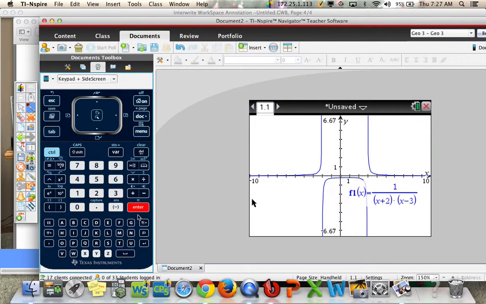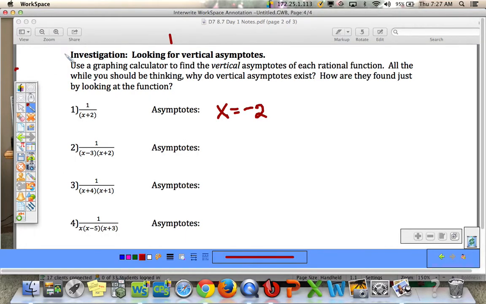Hit enter. Oh look, it looks like there's two asymptotes. One at x equals 3 and one at x equals negative 2. So again, we have the x equals negative 2. And now we have a new one at x equals 3.